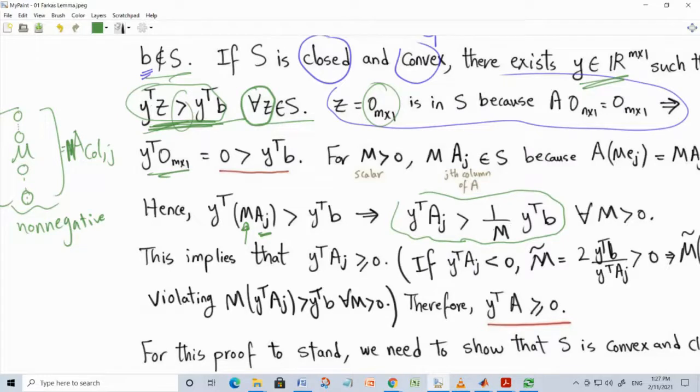And because this inequality is true for every M, you can make an argument that this means that Y transpose AJ must be non-negative. And this is true for every jth column in matrix A. Okay?